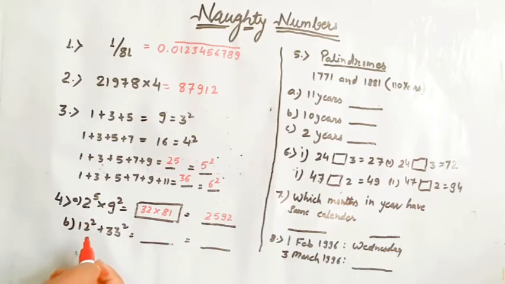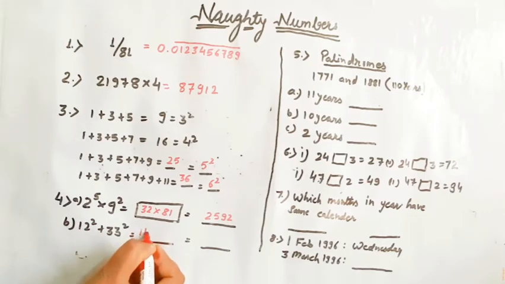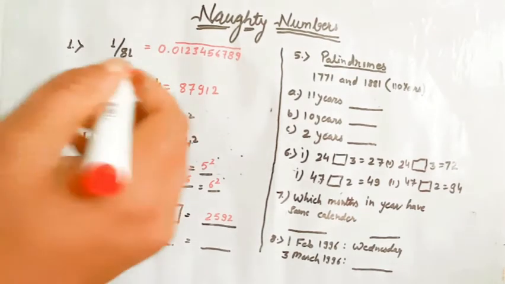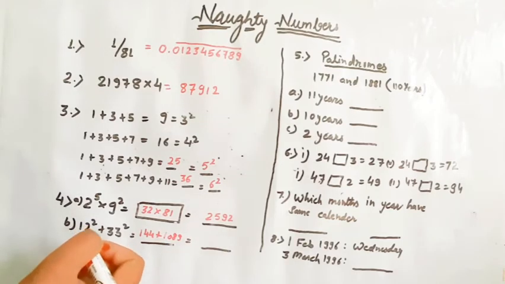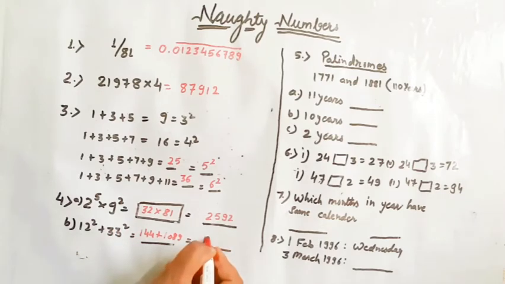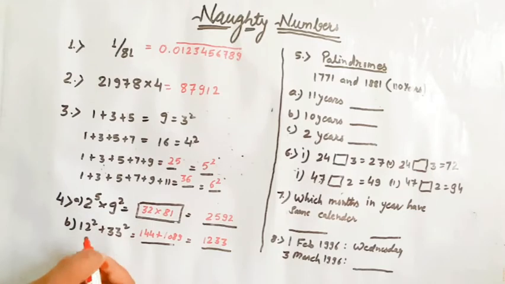Next is 12 square plus 33 square. So 12 square is 144 plus 33 square is 1089. When you add them, your answer will be 1233. Meaning the same digits came in the same order.